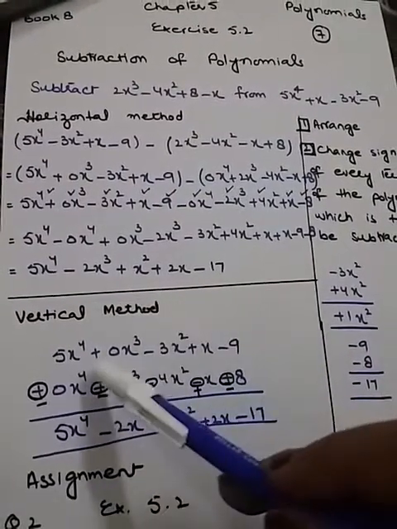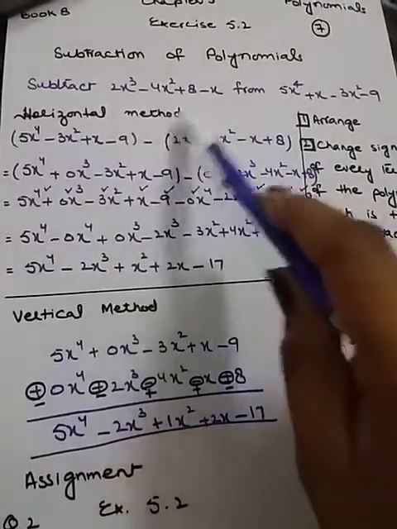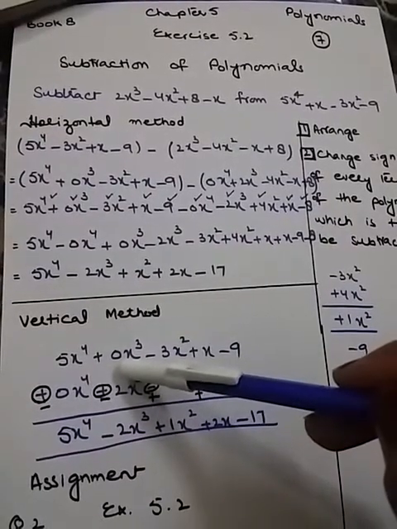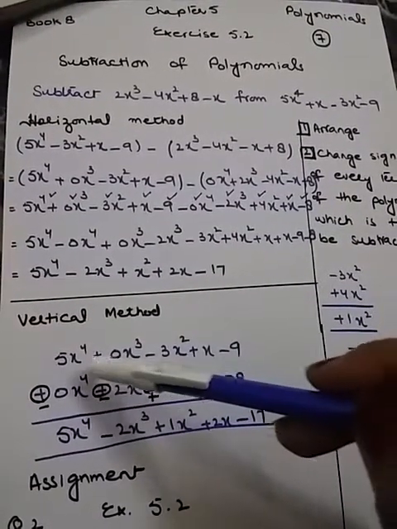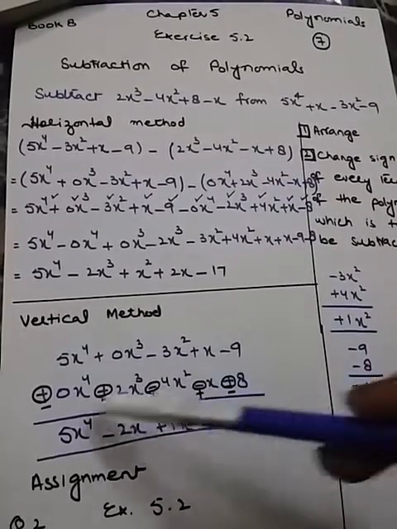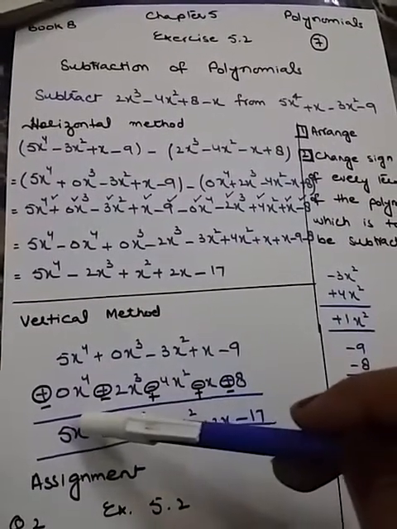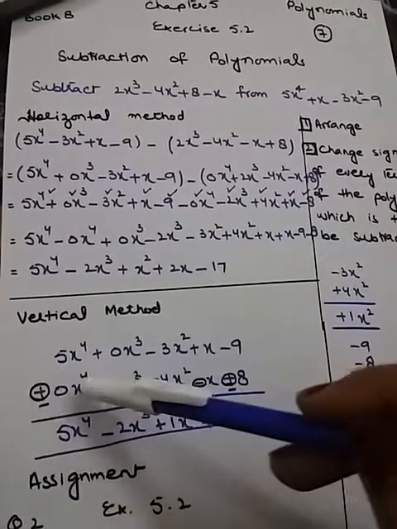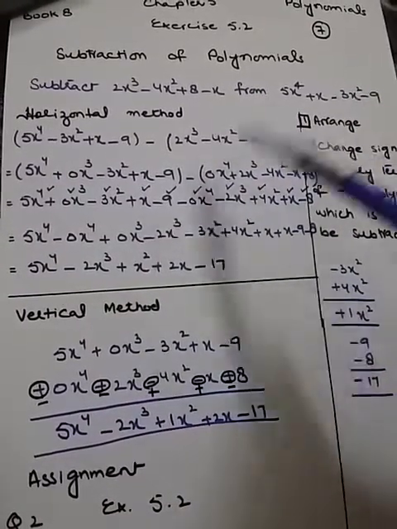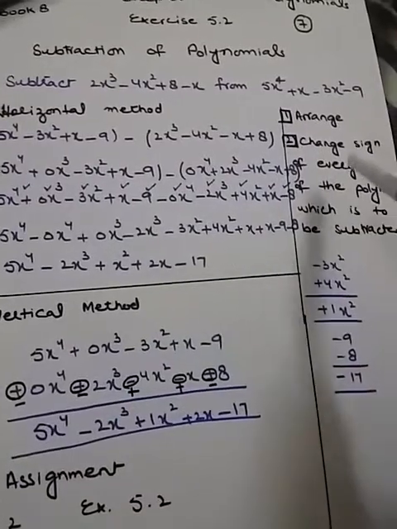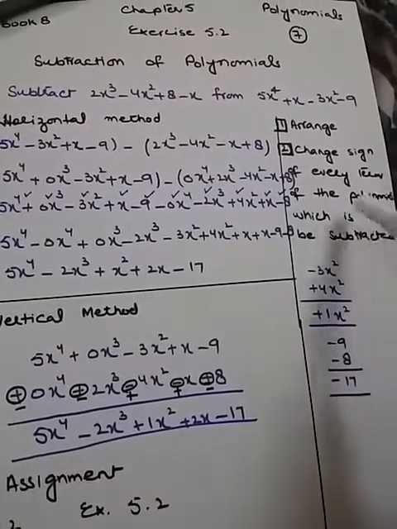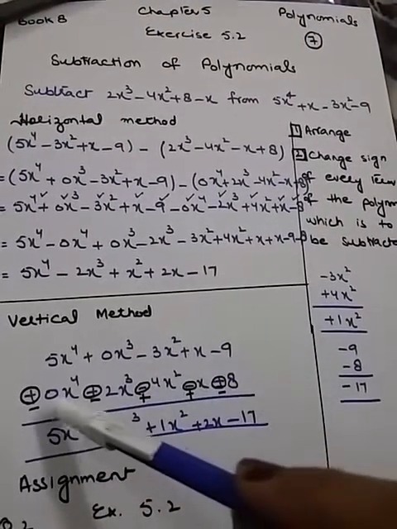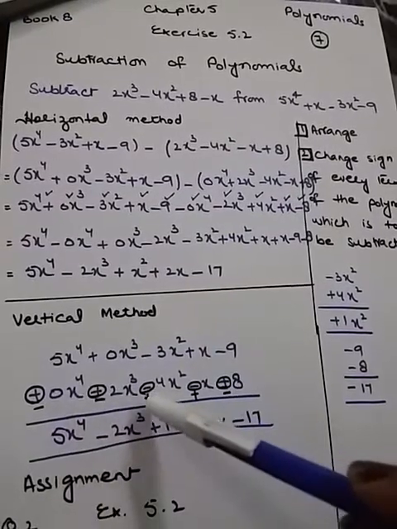Now the vertical method. For the vertical method you have to arrange these expressions and also write the missing terms, okay? The missing term here is 0x^3, and in the second expression the missing term is 0x^4. Now in subtraction by the vertical method, what you have to do: the circled ones are the first signs of this polynomial. Now you have to change the signs of every term of the second polynomial which is to be subtracted. Now this polynomial is to be subtracted, so you are going to change the signs of each term.